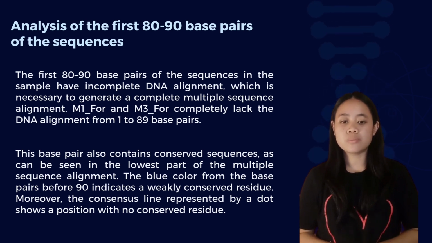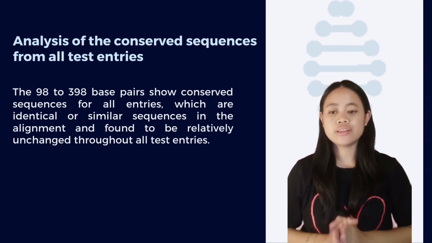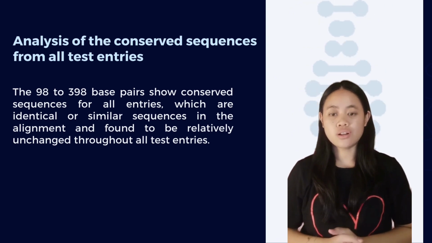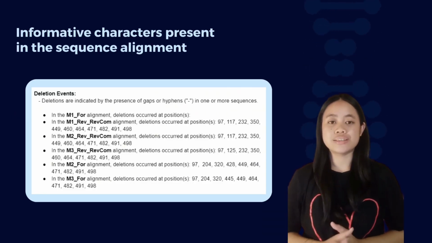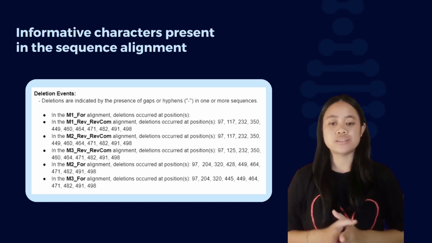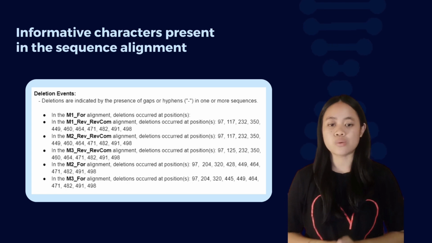The blue color from the base pairs before 90 represents a weakly conserved residue. Moreover, the consensus line, represented by a dot, shows a position with no conserved residue. The 8 to 398 base pairs show conserved sequences for all entries, which are identical or similar sequences in the alignment. One informative character present in the multiple sequence alignment is the deletion events, which are indicated by the presence of gaps or hyphens in one or more sequences.